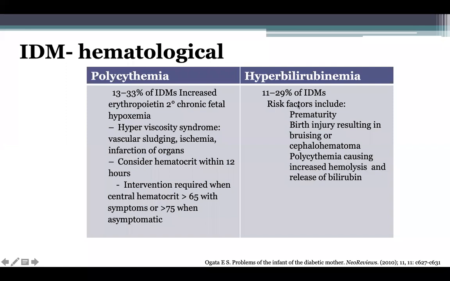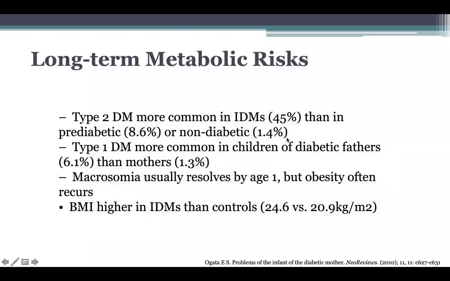And hyperbilirubinemia, why does it occur? Mainly because of cephalohematoma or polycythemia or any bruises because of birth injury or any fracture that has occurred, or prematurity per se. Late preterm delivery can result in increased bilirubin, or hemolysis can result in hyperbilirubinemia. So what are the long-term metabolic complications?